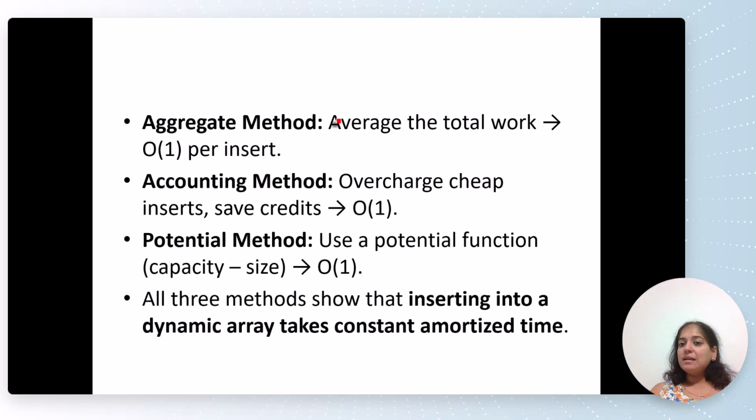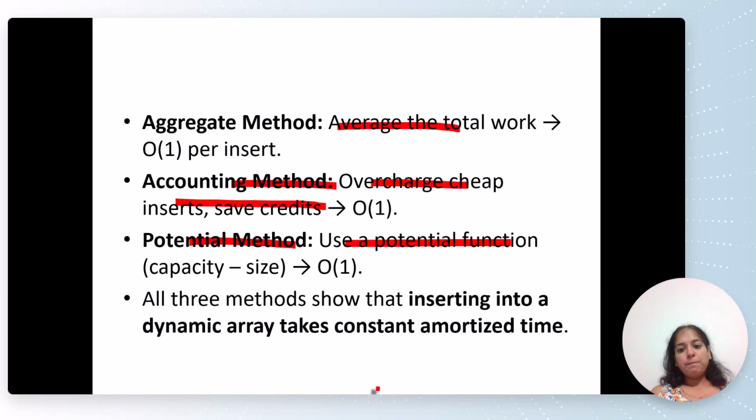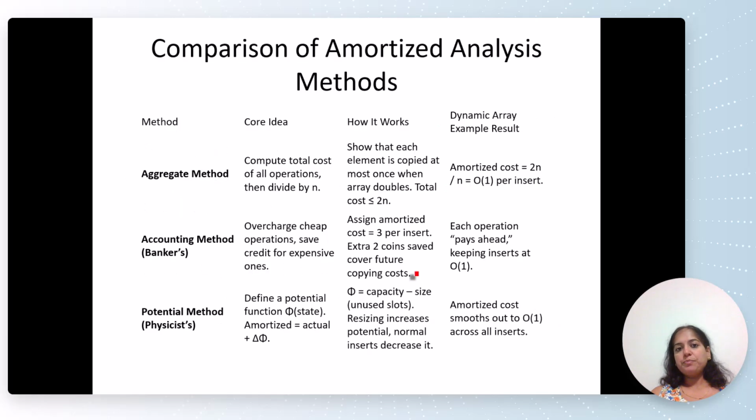So there are 3 methods to do amortized analysis. One is the aggregate method, average the total work. Another one is the accounting method, overcharge for cheap inserts and save credits. And one is the potential method, in which you use a potential function, which is capacity minus size. All 3 methods show that inserting into a dynamic array takes constant amortized time.